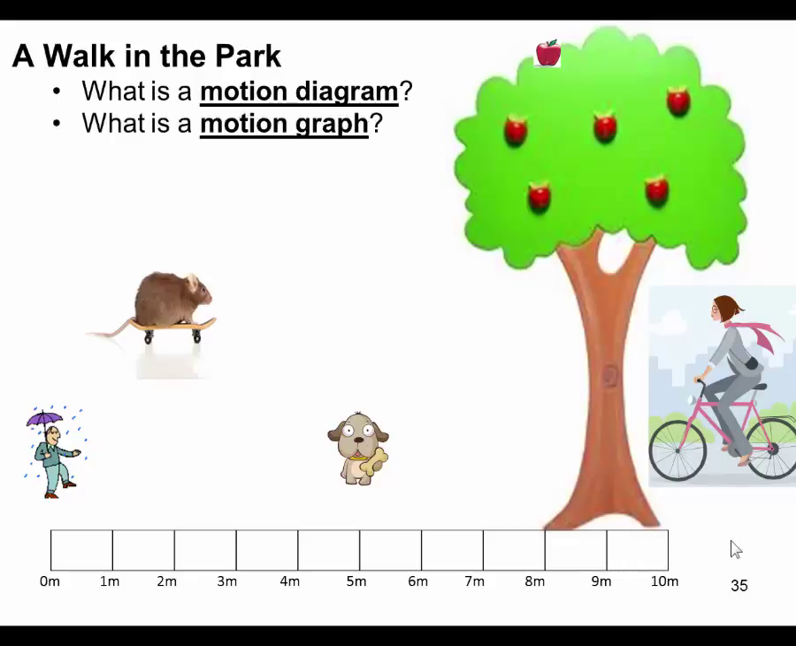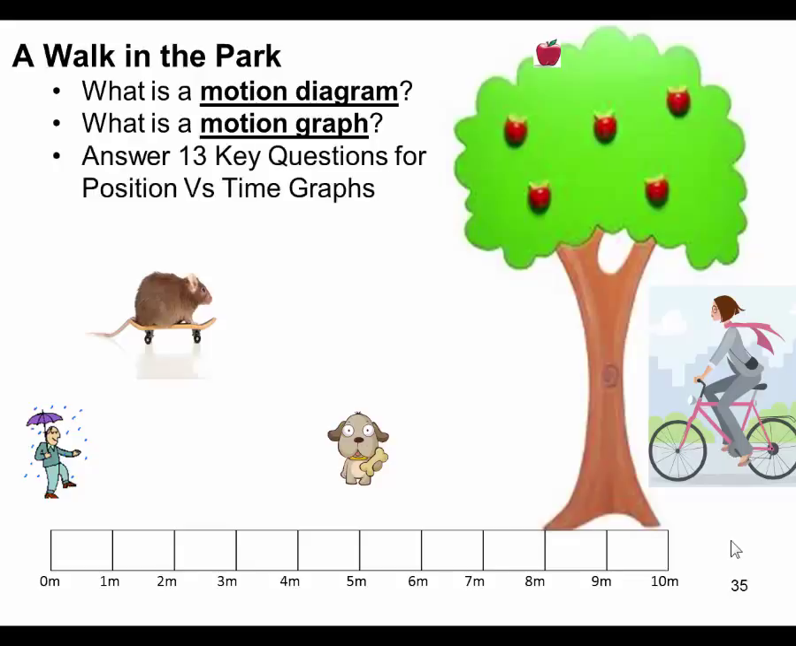Next, we'll take the motion diagram data and we'll find that we can convert that quite easily into what we call a position versus time motion graph. As it turns out, you'll see that we'll be able to go back and forth between the two. Given a graph, I can find the diagram and vice versa. Once you've done the analysis on the graph, you should be able to answer 13 key questions related to position versus time graphs. And these are key concepts for this unit that you will be quizzed on.